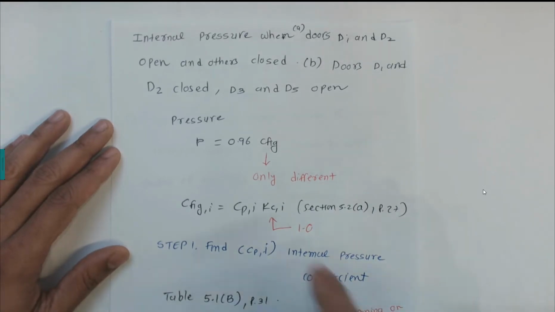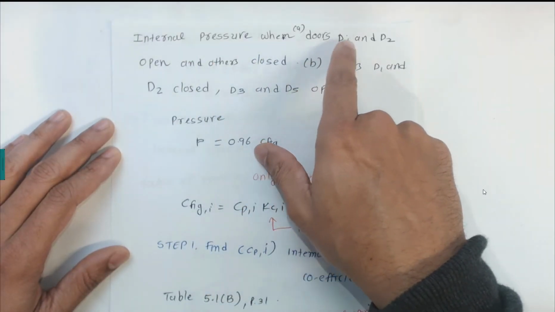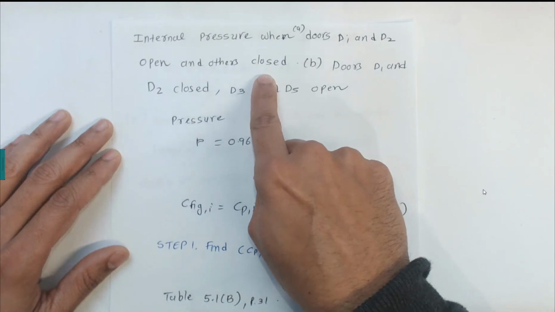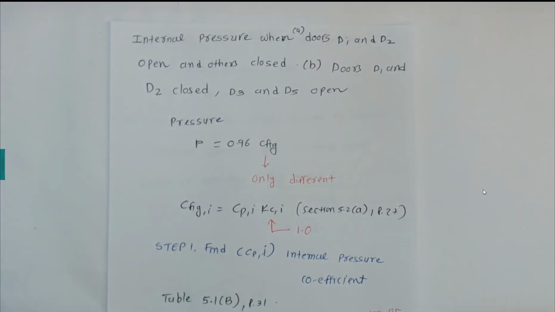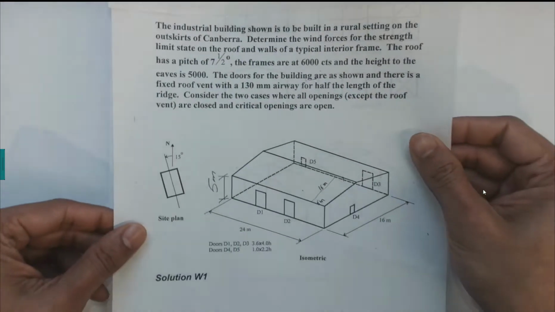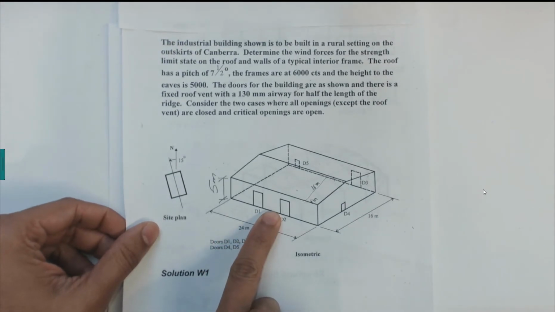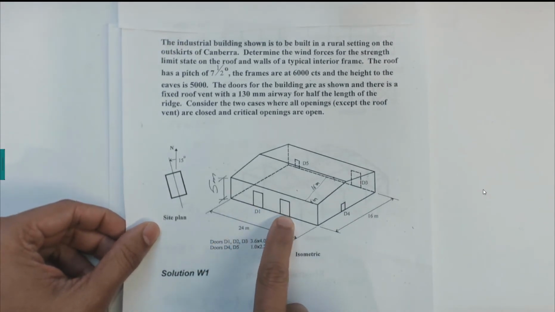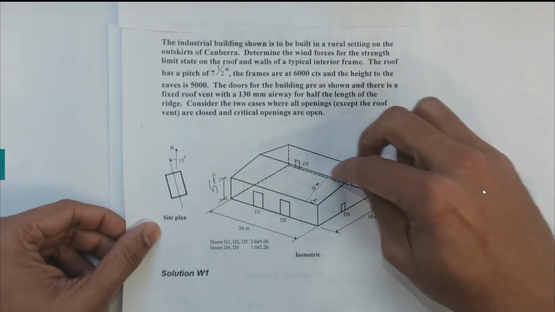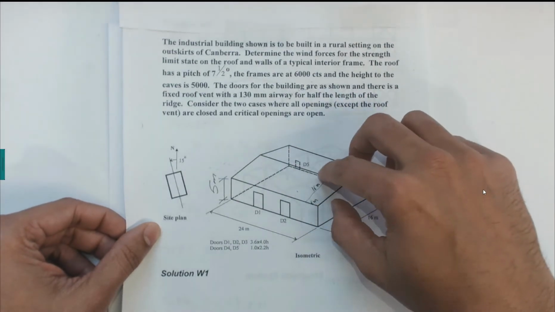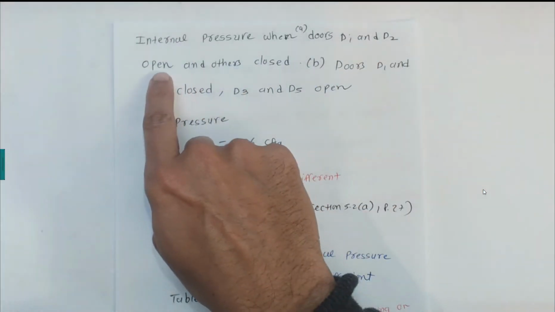This video explains internal pressure when doors D1 and D2 are open and the other doors are closed. In these questions we are taking two cases. Where the wind is coming from the windward wall, D1 and D2 doors are open and all D3, D4 and D5 doors are closed. That is case number 1.